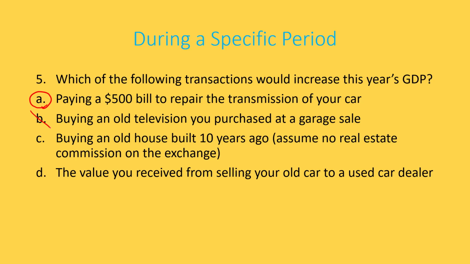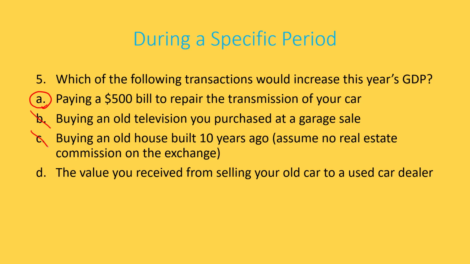Buying an old house built 10 years ago would not be added to GDP unless there is a real estate commission on the exchange. But here I told you to assume no real estate commission, right? If there was a real estate commission, then only the value of that commission, as a service performed this year, would be added to GDP. But if there's no real estate commission on the exchange, then you wouldn't add this to this year's GDP, right?